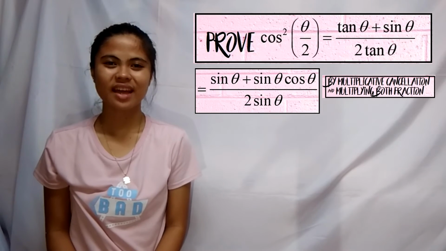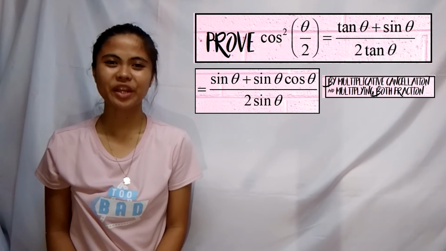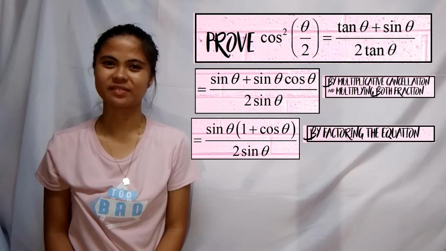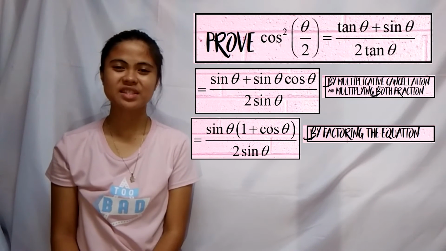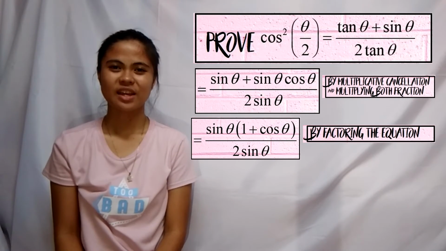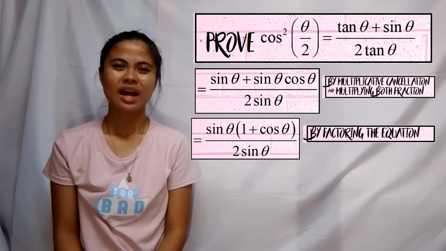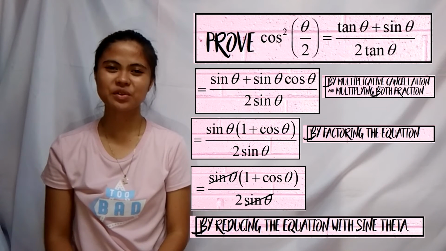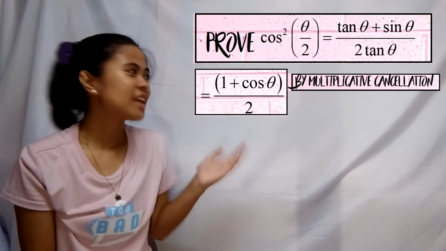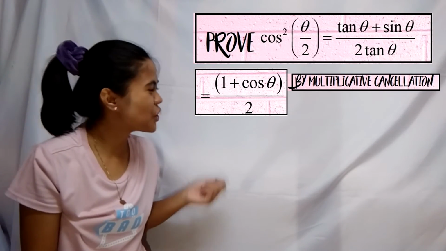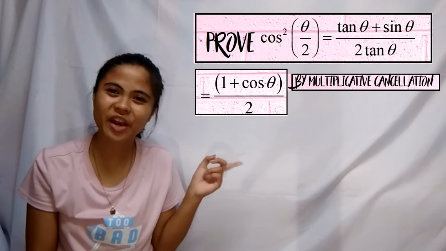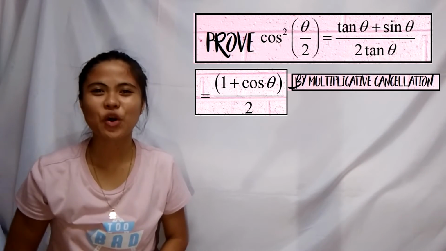Since sine theta is common in the numerator, we have to factor out sine theta from the equation. By factoring out sine theta, we have arrived at this equation. Then again, we have to reduce our equation by cancelling sine theta. Now, we arrive at this equation by multiplicative cancellation. The equation looks familiar, right? It looks like we are almost there.